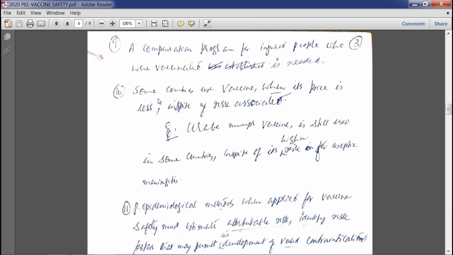The next issue is that some countries use a vaccine when its price is lower, in spite of the risk associated. See, we have always learned from the drug concept, how do you expect a drug to be? Let us understand from you only, because you already know it. Manoj, Lakshmi, how do you want the drug to be?